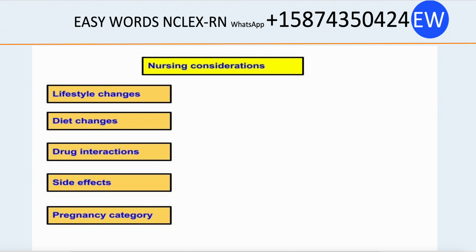Pregnancy category. H2 receptor antagonists are pregnancy category B. That means safety during pregnancy and lactation for this class of drugs has not been established yet.